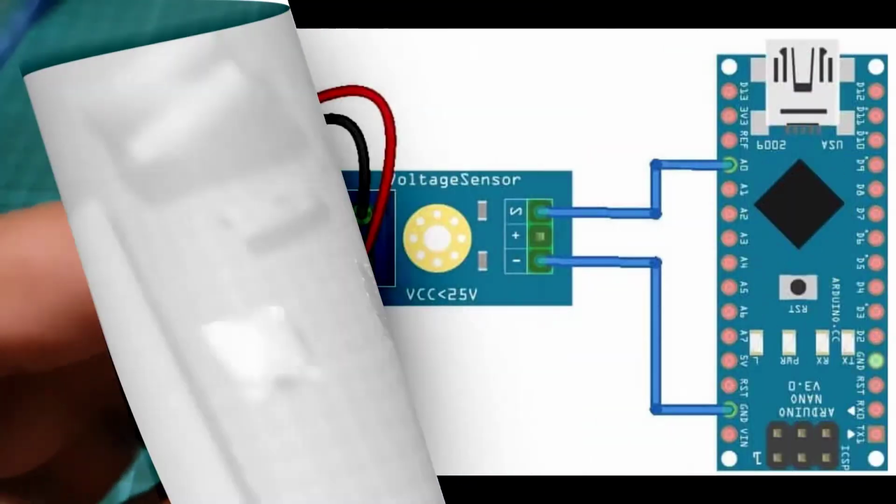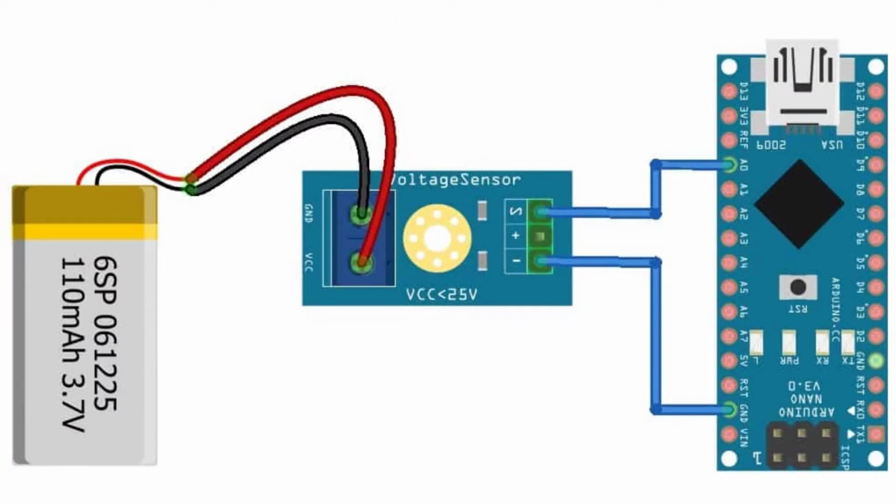Now, let's interface the 0 to 25 volt DC voltage sensor with Arduino. The connection is very simple. Connect the signal pin and negative pin of the voltage sensor to the Arduino A0 and GND pin respectively.